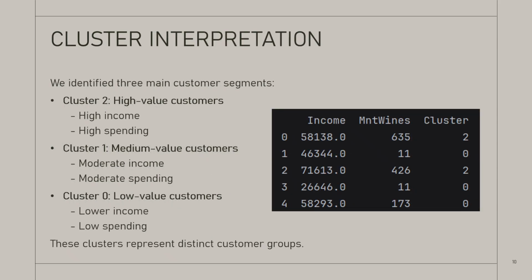From our results, we identified 3 main customer segments. The first group, Cluster 2, represents high-value customers. These customers tend to have higher incomes and higher spending levels, especially on products like wine. The second group, Cluster 1, represents medium-value customers with moderate income and moderate spending. The third group, Cluster 0, represents lower-value customers who generally have lower incomes and spend less overall.